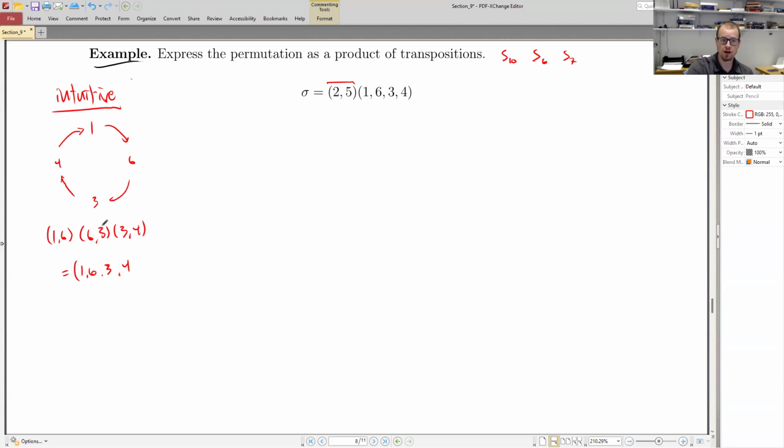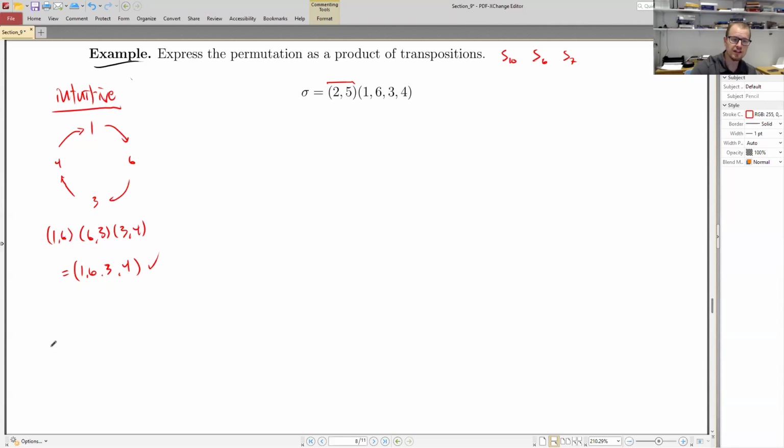What does this do to 3? Oh, that sends 3 to 6. Excellent. What does this do to 6? It actually does something still. It sends 6 to 1. So that's bringing us from 4 all the way back to 1. So we close our parentheses and we call it good. So that gives us back exactly what we were looking for.